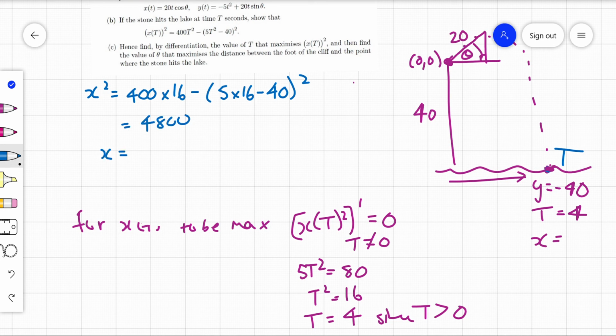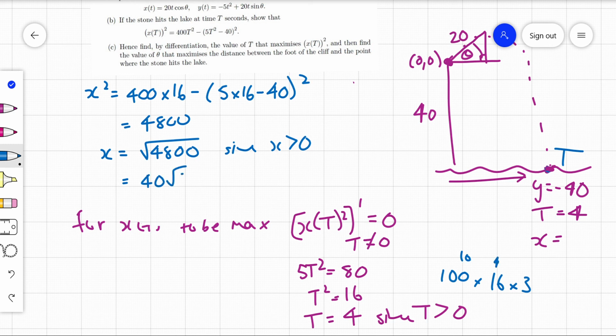If we do the square root of 4800, because x is positive to the right here, 4800 is 100 times 48. 48 is 16 times 3. So when I square root, I'm going to get a 10 and a 4, so it's going to be 40 root 3. I think it's meters across. So x is 40 root 3. So now I know everything at that point in time.